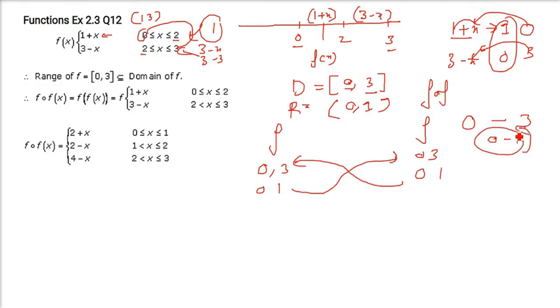That is, we have to divide this 0 to 3 in 3 parts, because 2 is inclusive in both of these. We cannot take it as is because 0 to 1 is coming between 0 to 3 and it is a subset of 0 to 3. So we have to take 3 steps now. 0 to 1, with 1 inclusive in the first one. Then 1 to 2, 2 to 3. These are the 3 parts for which we have to separately find out f of f of x.